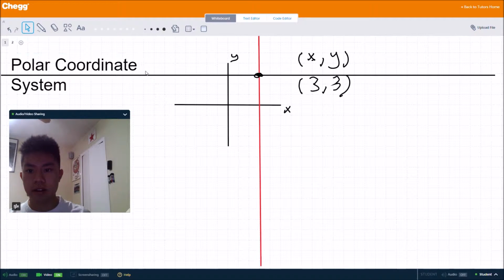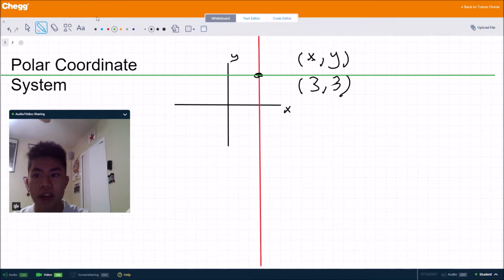Should make the line a different color. I thought I did. Normally that's not how you think when you plot points, because it comes so naturally to us plotting on the x and y coordinate system. But that's really what you're doing, right? You're finding where the line x equals 3 and the line y equals 3 intersect.